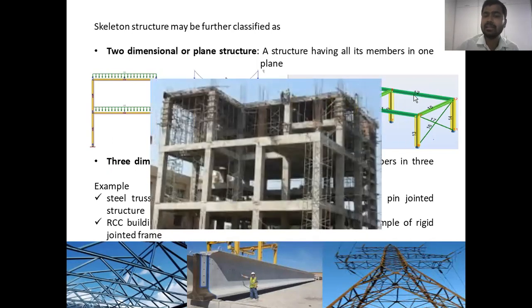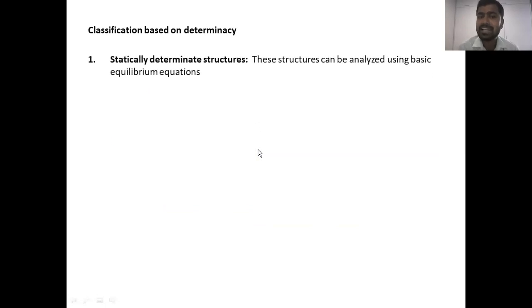Now let us take an example. Here I have given you a diagram of a rigid jointed frame. Now let us further go with the classifications of your skeleton structures. If you see, we have further classifications based on its determinacy. With determinacy, we have static determinate structure and static indeterminate structure. Now let us talk about our static indeterminate structure.